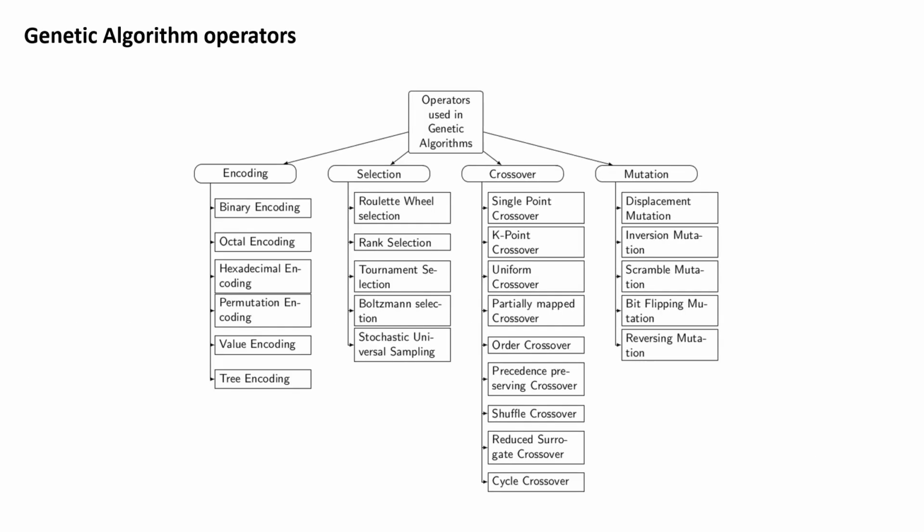So you have binary encoding. There are different types of encoding. Binary is the simplest one. You have octal encoding, hexadecimal encoding, permutation, value, tree, etc. And the other operators that are also used in genetic algorithm include selection, crossover, and mutation. We'll talk about this in a bit.